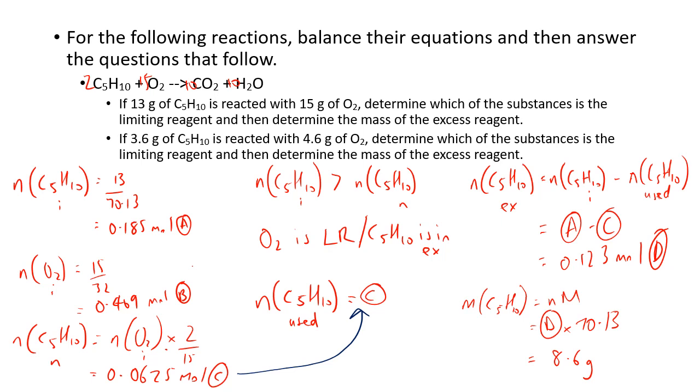The other one is very similar to it, but I can tell you that the answer, the mass of the excess reagent, is 2.26 grams. And what is the limiting reagent? Again, the O2 is the limiting reagent for the second question. You go give it a go, and if you can't do it, you go ask me later on.